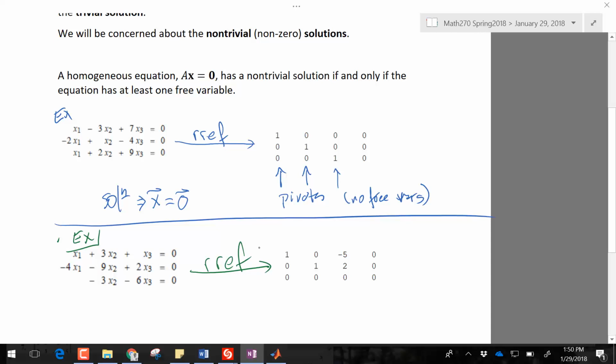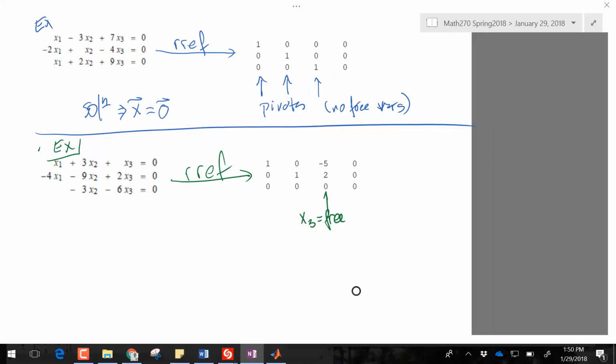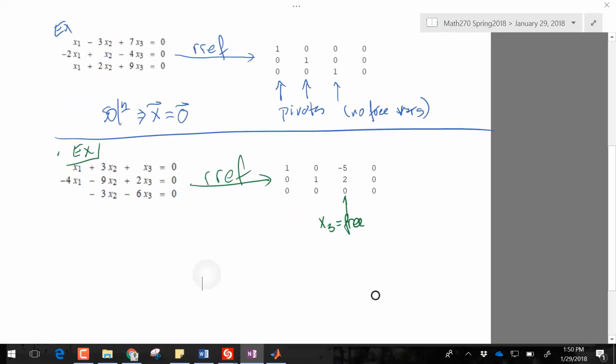So let's take a look at what we have. What we have is a free variable in x3, right? So that means we can write our solution in a variety of different ways. I think we've only written our solutions with x3s and x whatever the free variable is. So let's go ahead and try to get our solution written here.